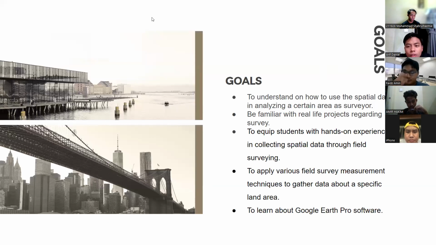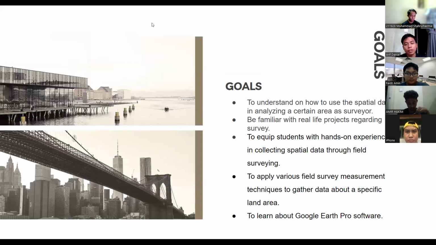For the project goals, the first one is to understand how to use the spatial data in terms of analyzing a certain area as a surveyor. The second goal is to be familiar with real life projects regarding survey. Next, to equip students with hands-on experience in collecting spatial data through field surveying. To apply various field survey measurement techniques to gather data about a specific land area. And the last one is to learn about Google Earth Pro software.